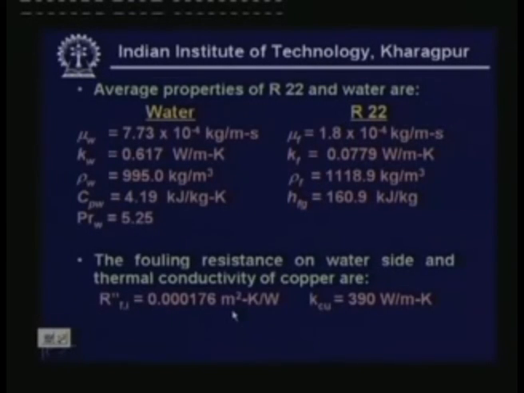Now, the first thing we have to do is find out the properties of R22 and water, because we have to evaluate the heat transfer coefficients. These are the properties at average temperature. For water, viscosity is 7.73 x 10^-4 kg/m s. Thermal conductivity is 0.617 W/m K, and density is 995 kg/m³. Specific heat of water is 4.19 kJ/kg K. And Prandtl number Pr is 5.25.